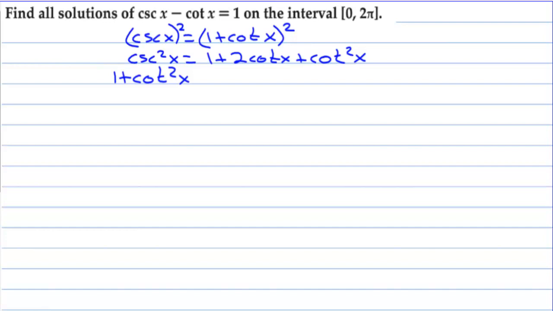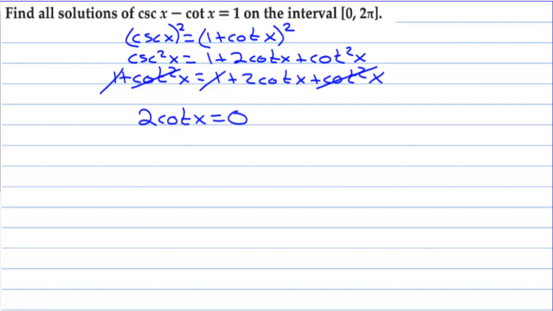All right, so 1 plus 2 cotangent x plus cotangent squared. Look what happens on this one. 1s are gone, right? -1 from both sides. And the cotangents are gone. Awesome. I love it. But we have to know how to finish it, of course. So cotangent of x is equal to 0.